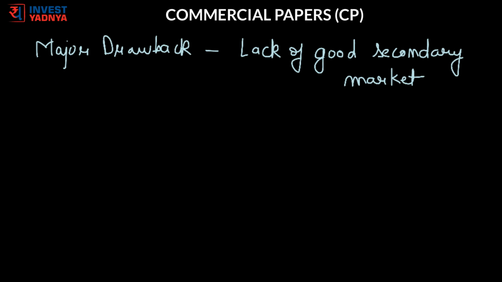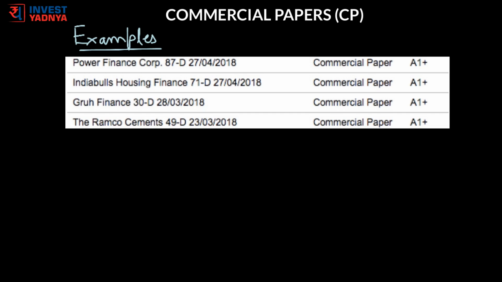The major drawback of commercial papers for an investor is that there is a lack of a good secondary market for these kinds of instruments, and this makes it difficult for the investor to sell off the commercial paper before its scheduled maturity date. Here are a few examples of recently issued commercial papers by various top corporate companies.